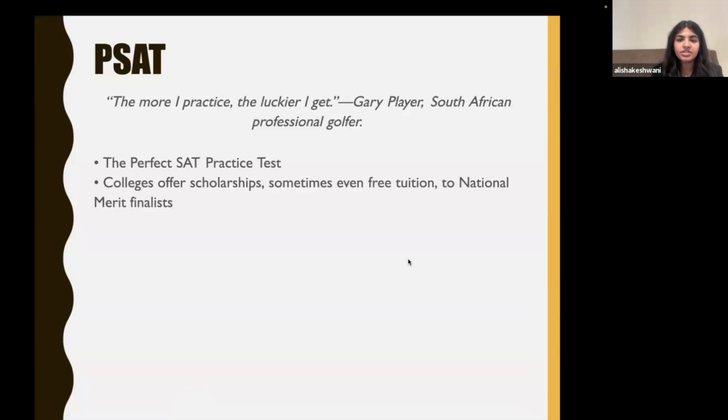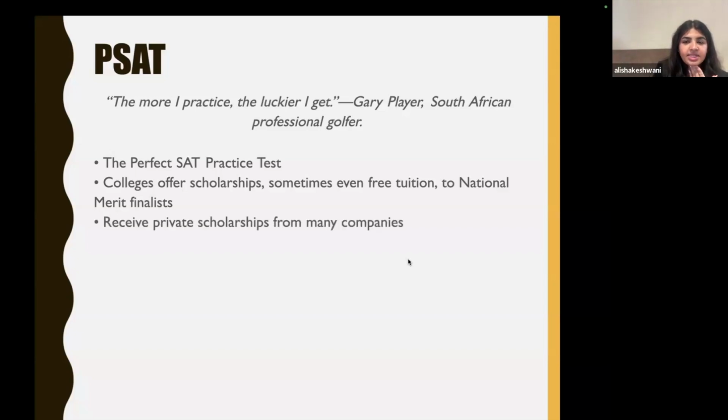If you get a certain score based on whatever state you live in, each state will have a different cutoff, which can just be looked up online. If you look up PSAT National Merit score, you can see what you need to get. Based off of that, you can become a National Merit semifinalist, and then you'll have an application to become a finalist.